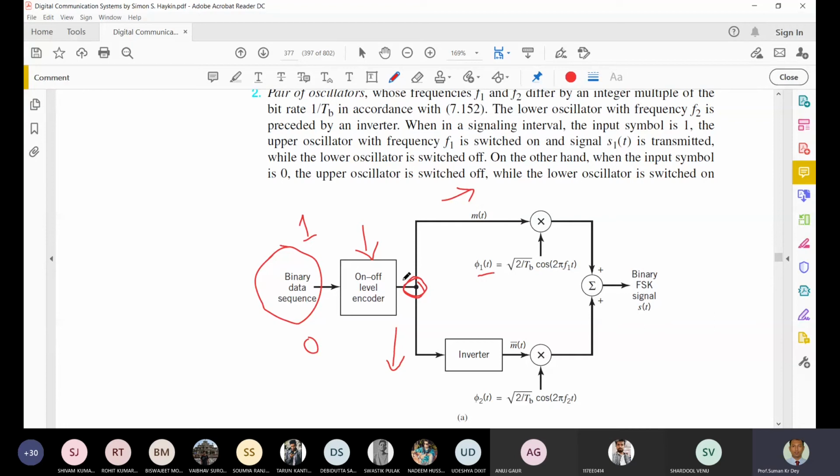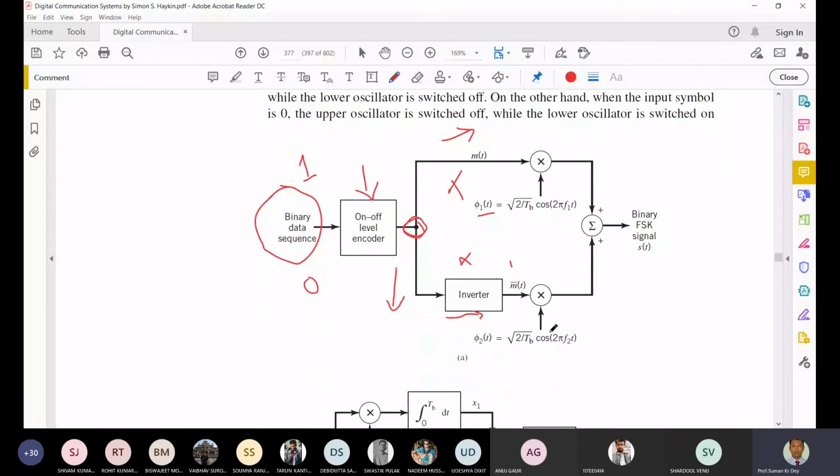Okay. So now there is a signal on this path, and on the other path there is no signal. When it is 0, there will be no signal on the first path, and we are sending the signal through this other path. Before multiplying with the second basis function, we are inverting the message signal, so we are getting m(t) bar, the inverter of the message signal.